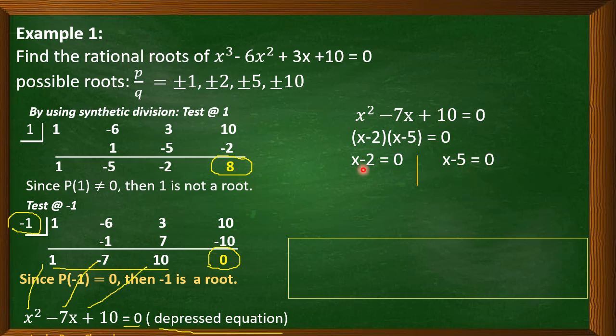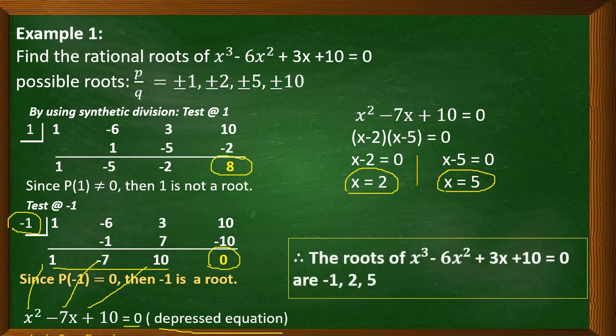So for x, negative 2 will be transposed to the right side, so it becomes positive 2. And the other one, negative 5, becomes positive 5. So we have now 3 roots already. So we can now conclude that the roots of x cubed minus 6x squared plus 3x plus 10 is equal to 0 are negative 1, this one. Next, the value of x, 2. And the last is 5.